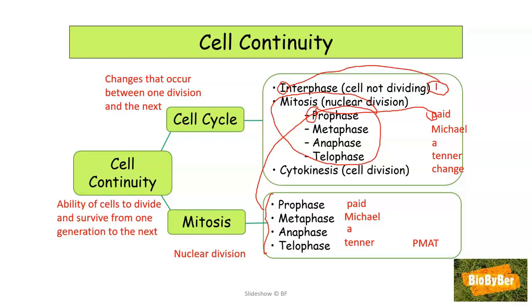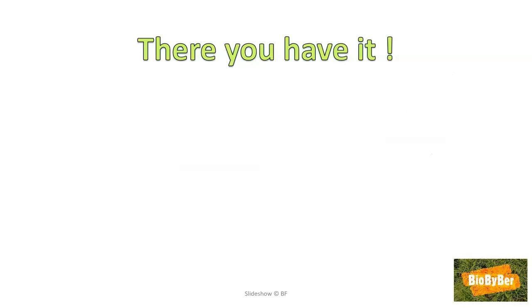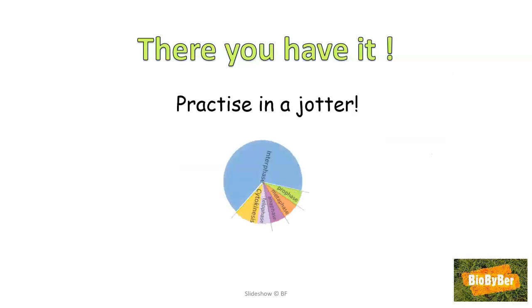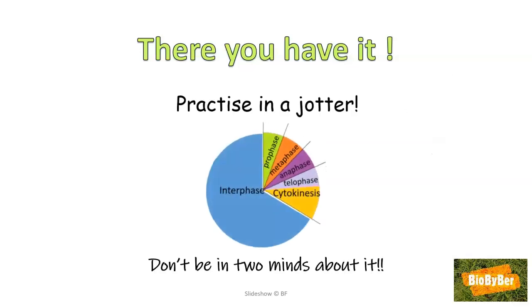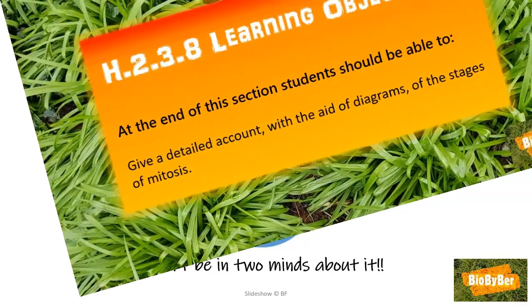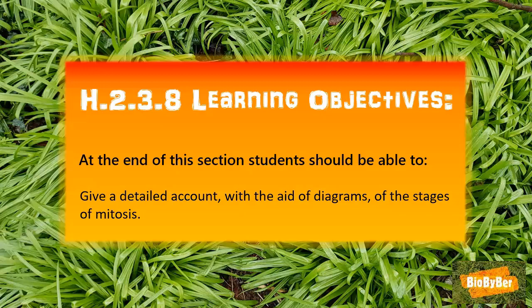Hopefully this makes mitosis a little clearer and that we're not in two minds about it. There you have it. Practice in a jotter. Now that we have reached the end of our lesson, have we achieved our objective? Can you give a detailed account with the aid of diagrams of the stages of mitosis?